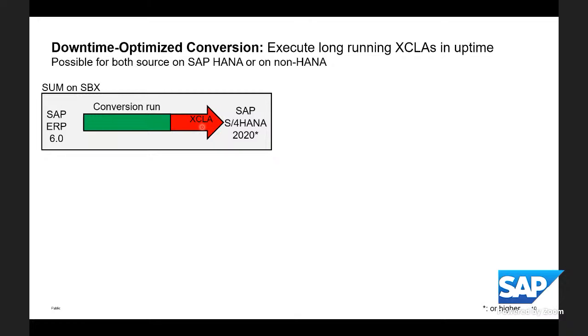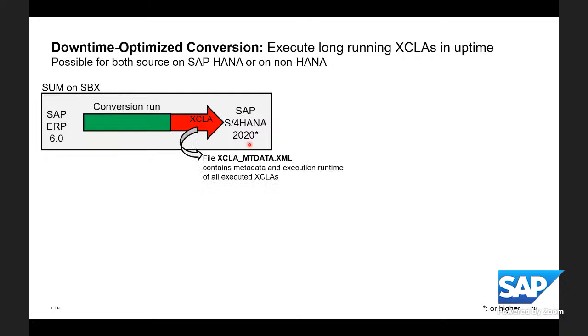And now you may select specific XCLAs to be executed in uptime by the software update manager, and this slide shows the approach. You do a copy of the productive system, you have a sandbox then, and you do a system conversion run on the sandbox, which will in downtime also cover, of course, the XPRA and XCLA execution. The approach is supported for target SAP S/4HANA 2020 and higher, of course, also with the available higher versions.